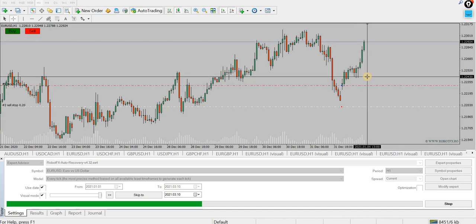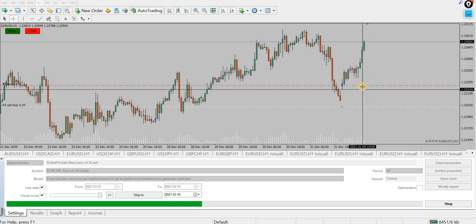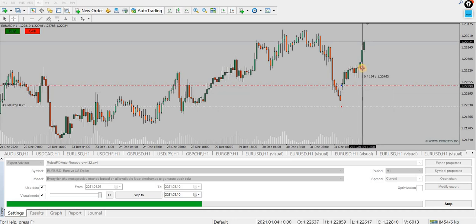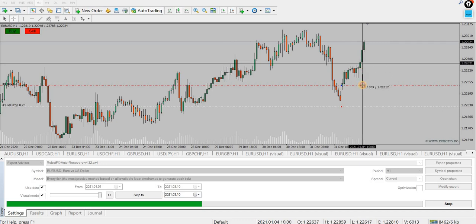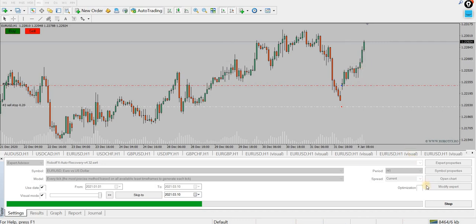Of course, this goes in that direction. In this case, as soon as the price reached the break-even distance of 30 pips, somewhere here in this area, the expert advisor placed the stop loss 30 pips away further back.